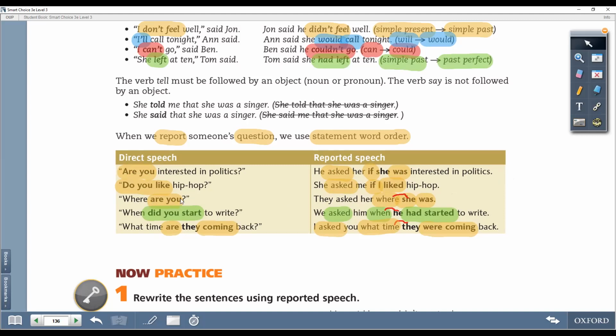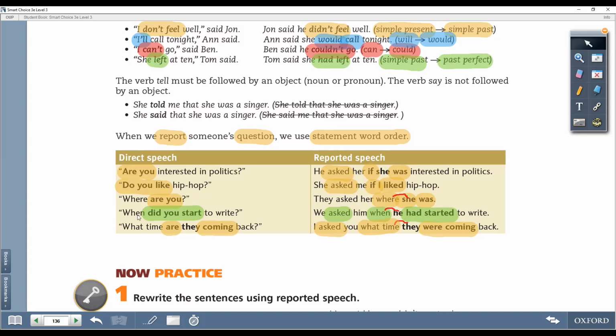"Where are you?" Simple present. They asked her where she was. Okay, here it can be "where I was" if they asked me. Suppose I'm changing the pronoun here: they asked me where I was. Then I would have to change here. They used the third person singular as an option, but here it can be this, okay?